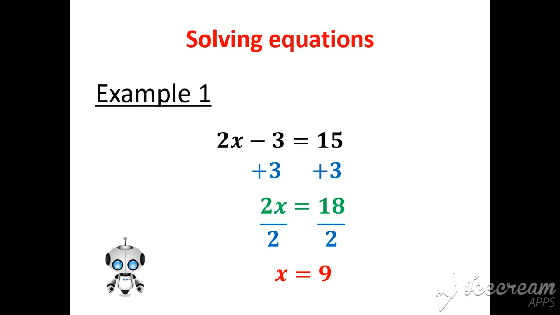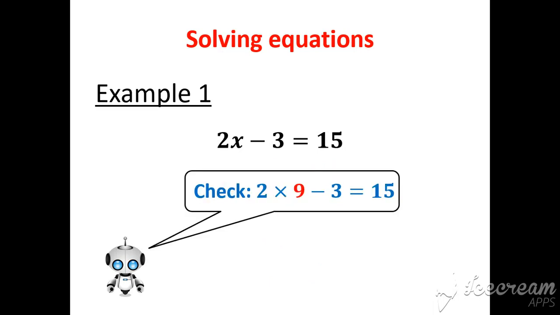Right, we've solved it after 2 steps. And we've got 9. Let's just do a quick check. 2 times 9 is 18. 18 minus 3 does indeed give 15. So 9 is the correct answer.